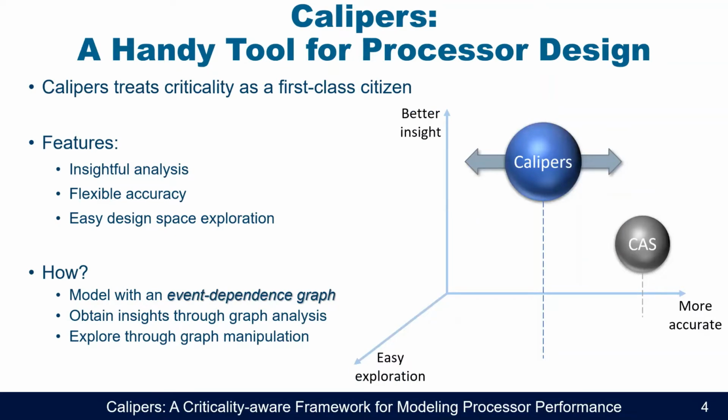In this work, we propose Calipers with the challenges just mentioned in mind. Criticality awareness is of paramount importance in the design of Calipers. So one of the main features of Calipers is insightful analysis of processor bottlenecks. We would also like to have a processor model with flexible fidelity so that designers can have a wide choice of accuracy. And last but not least, Calipers should allow easy design space exploration at any point in this spectrum. Calipers achieves these features by graph-based modeling, that is, modeling a program's execution on a given architecture using an event dependence graph. Insights on the bottlenecks are obtained by finding the critical paths in the graph and their components. And finally, design space exploration is facilitated by manipulating the graph, which can be done in a relatively straightforward way.